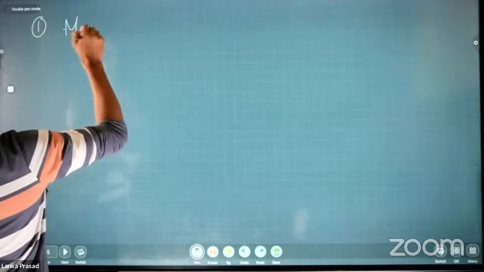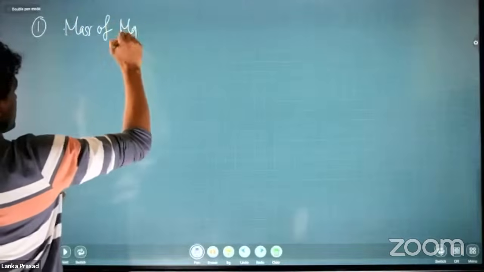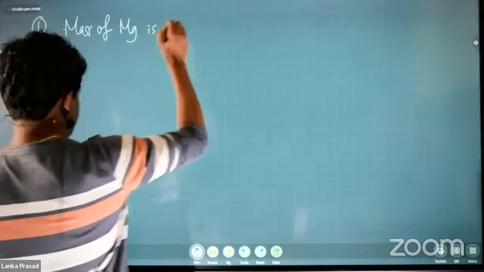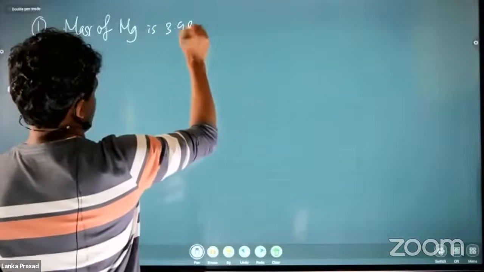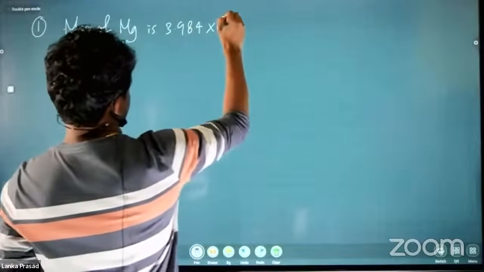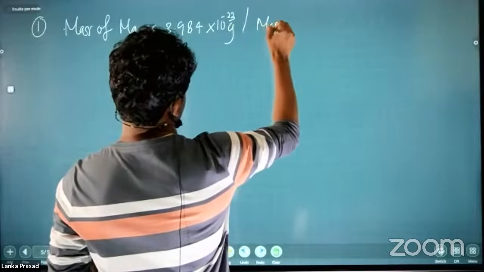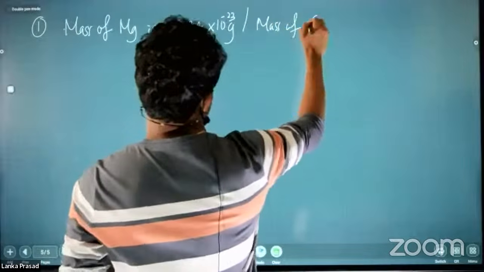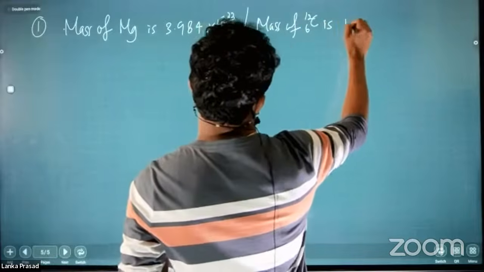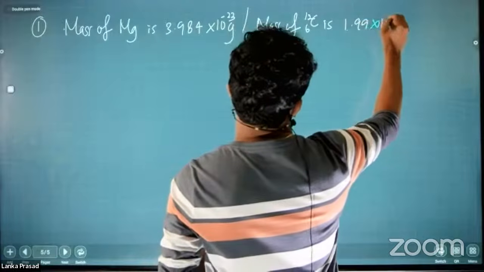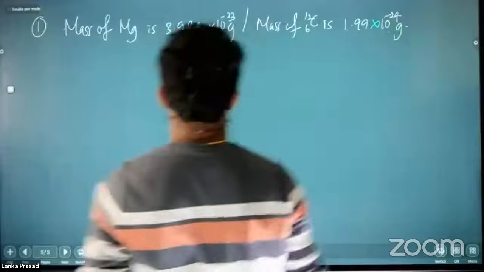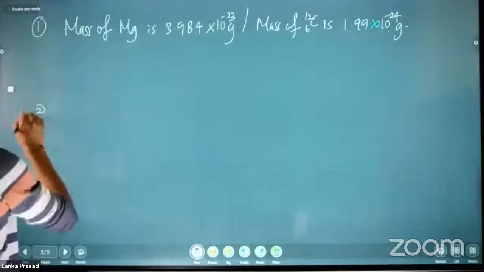Mass of magnesium is 3.984 times 10 to the power minus 23 grams. Mass of C-12 is 1.99 times 10 to the power minus 24 grams. Please find it.